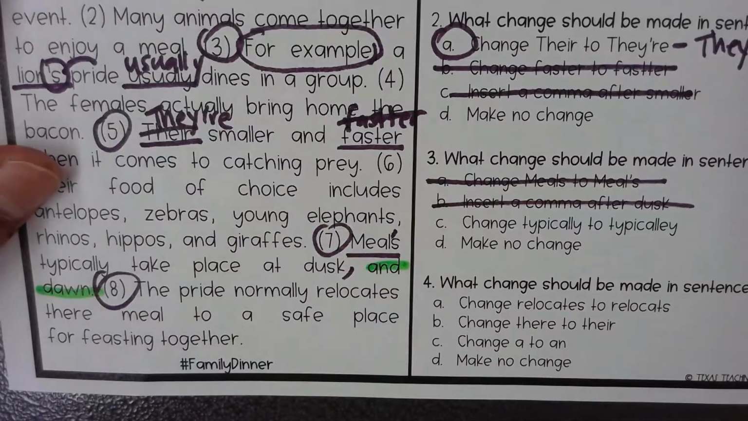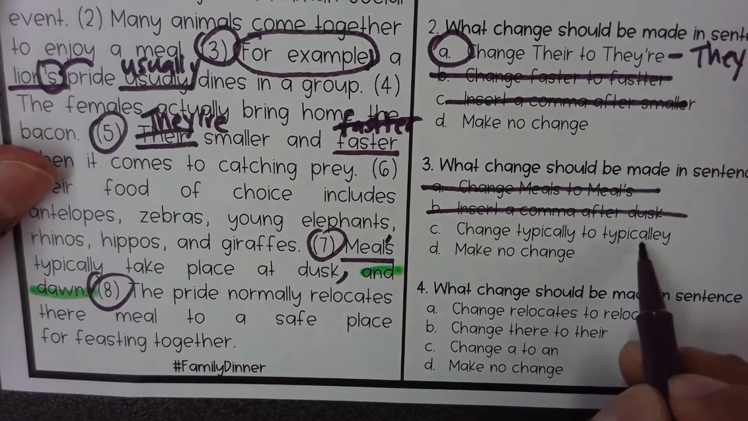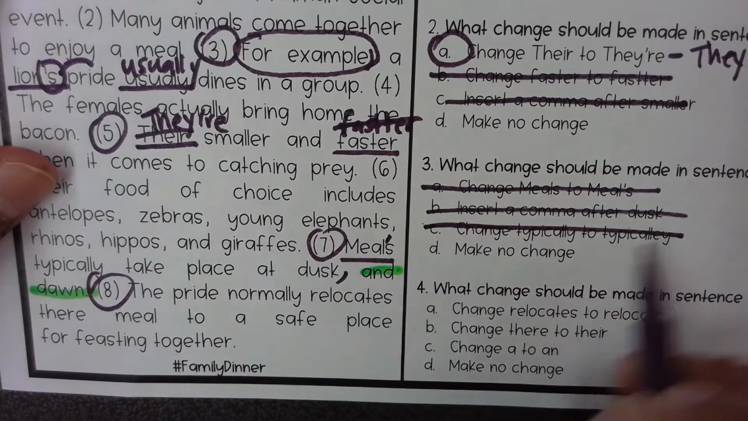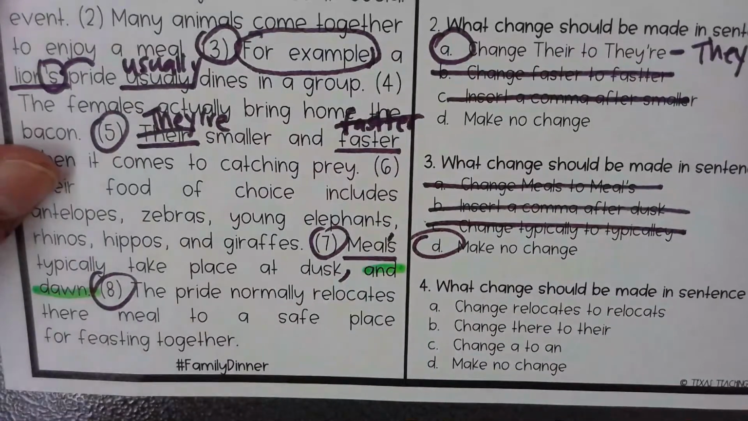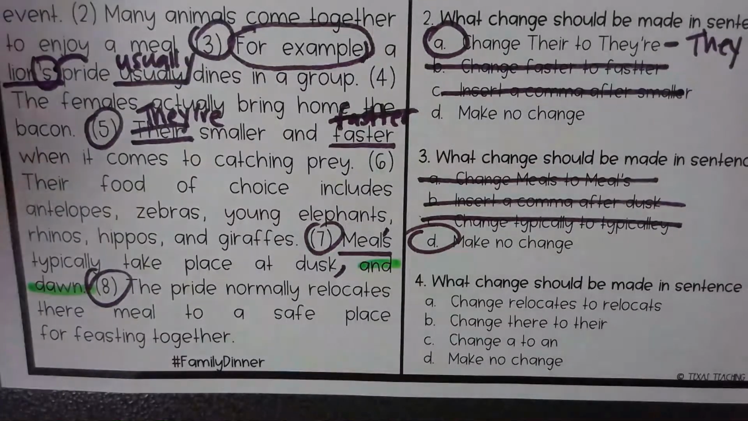Change the spelling of typically to typically. That's not how you say it. You say it typically, not typically. So it's not going to be C. For this one, it was written correctly, so it's make no change. Because looking at that, you know that's not how you spell typically. And it sounds different. It changes how you say the word.